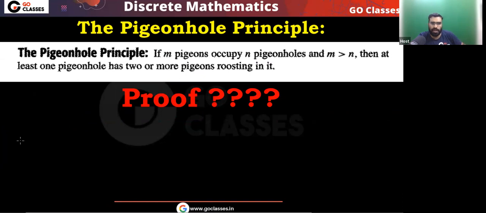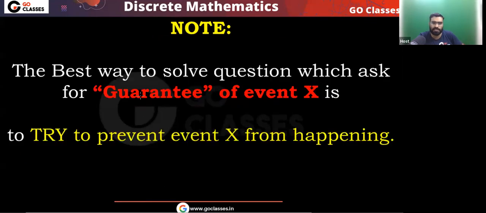If you have a total of m pigeons and n pigeonholes, where m is greater than n, means pigeons are more than the holes, then at least means there is at least 1 pigeonhole, at least 1 room with 2 or more pigeons in it. So how can you prove it? Anyone want to tell me how you can prove it? Let's see the proof.